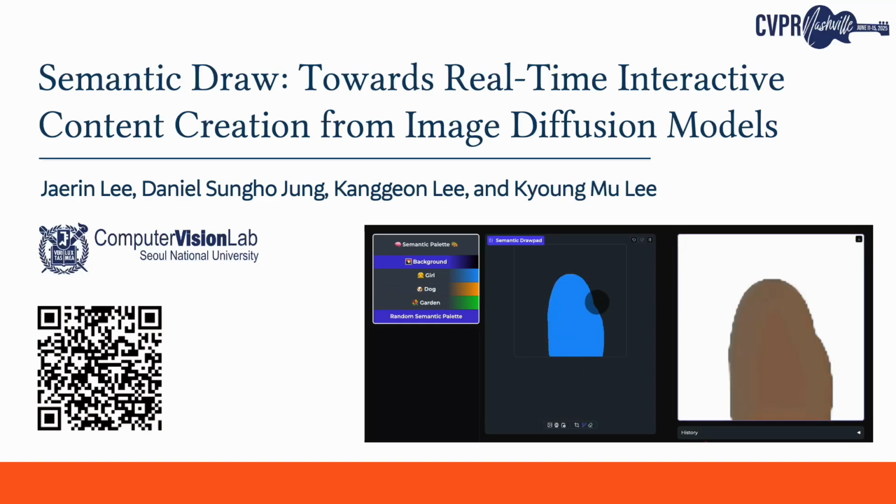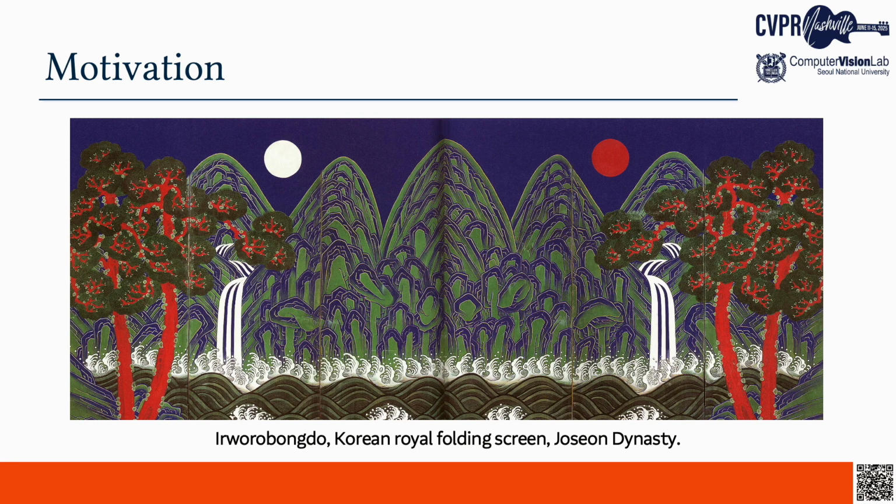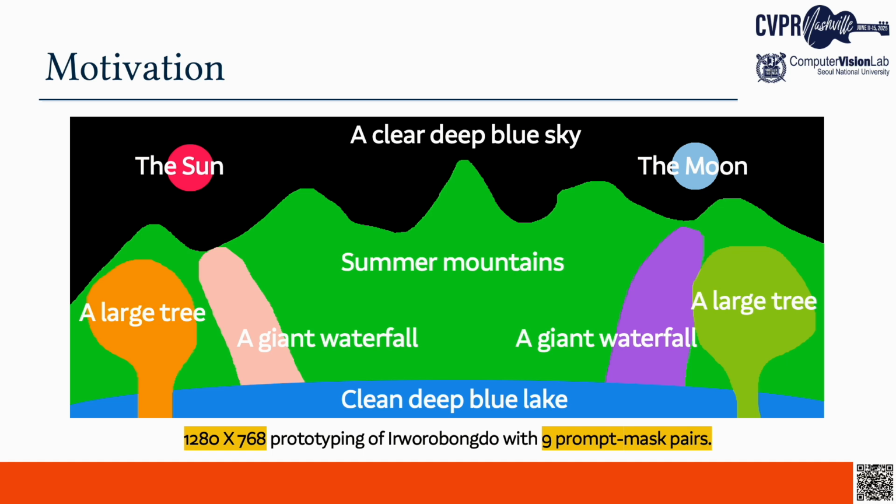Hi, I'm Jerry and I'd like to present Semantic Draw, a real-time interactive content creation from Image Diffusion Models. Let's say we want to create a piece of artwork like this. Now imagine drawing it by simply selecting some regions and typing in short text prompts. This is the task we're interested in, enabling content creators to rapidly prototype their ideas using only a few words.